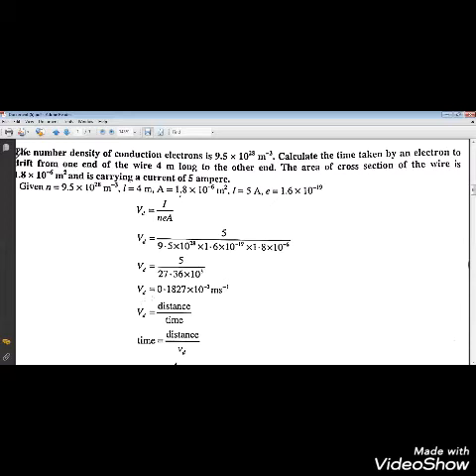Vd we will get as 5 divided by 27.36. Simplifying this, we get 0.1827 into 10 to the power of minus 3 meter per second.